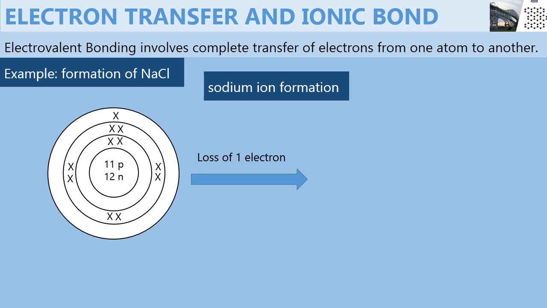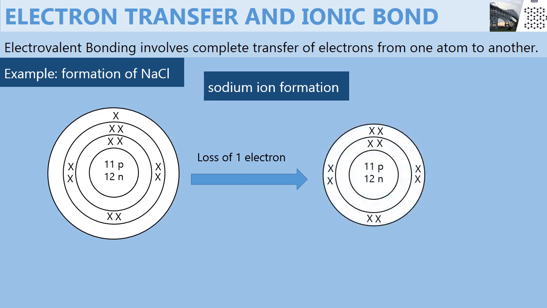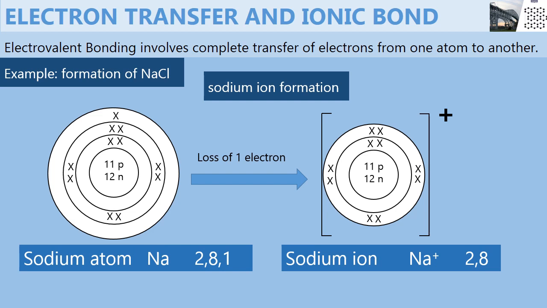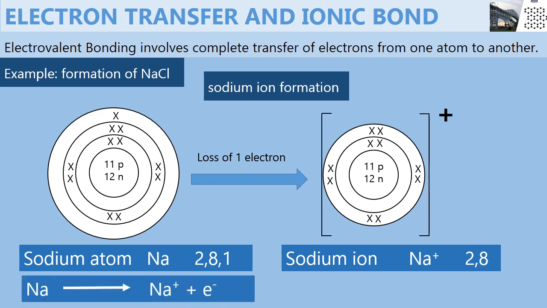First, a sodium atom that has 3 energy levels and electron arrangement of 2, 8, 1 loses an electron in order to form a sodium ion that has a positive charge. I'm sure you remember how to calculate the charges. This kind of change is represented by the following equation, where sodium forms a sodium ion by losing an electron.